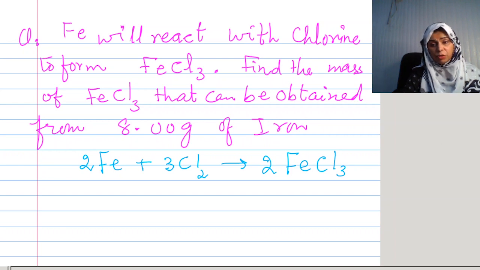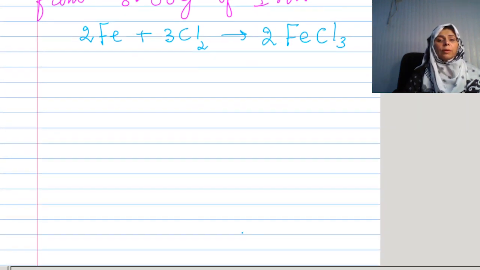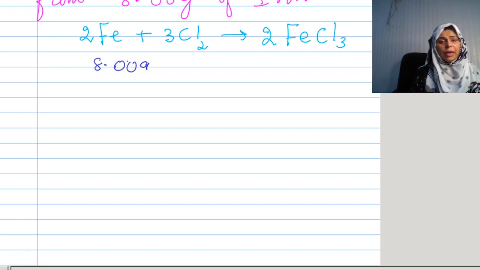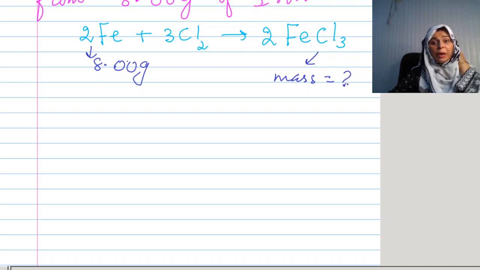We have 8.00 gram of iron. Methods are the same. We have this value. We have to calculate the mass of iron chloride. Okay, this is the question. So very simple. Try to solve it by yourself first, then check your answer.